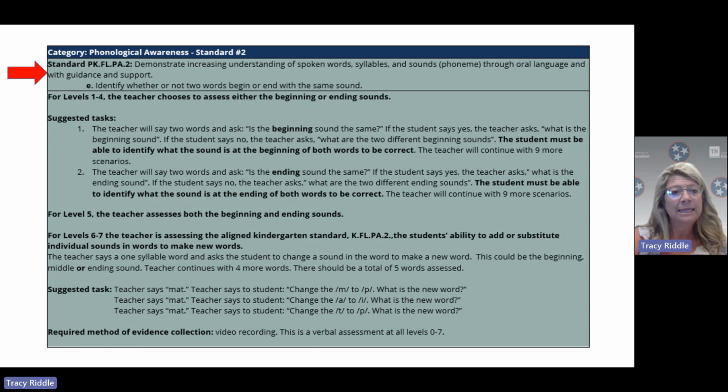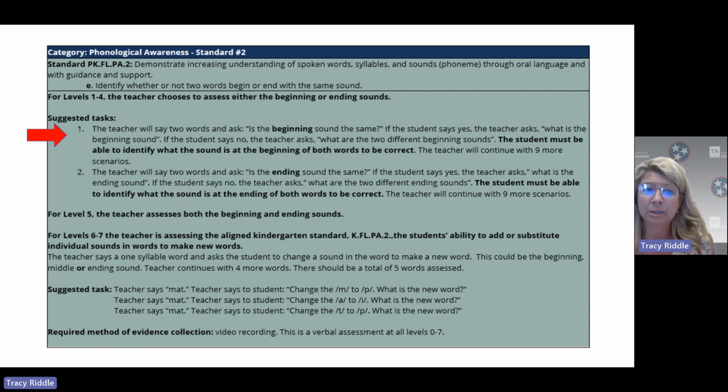In the rubric, you will see guidance for assessing the standard. First, the teacher chooses whether they're going to assess the beginning or the ending sounds. You will notice in the rubric we have suggested tasks. These are things that you could say to assess either the beginning or the ending sound.